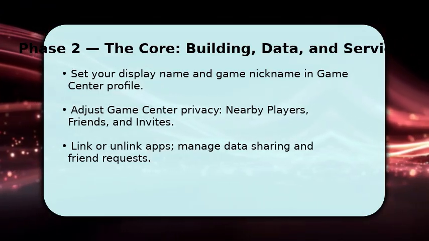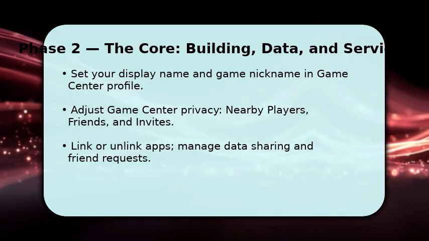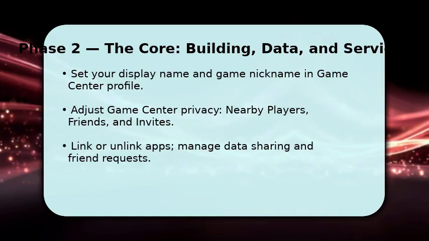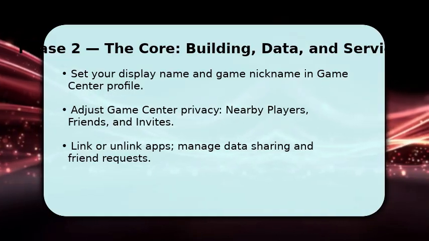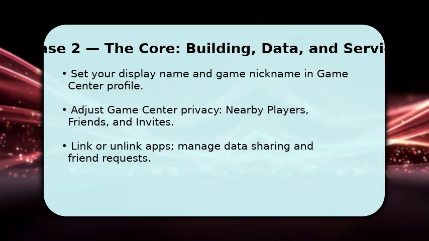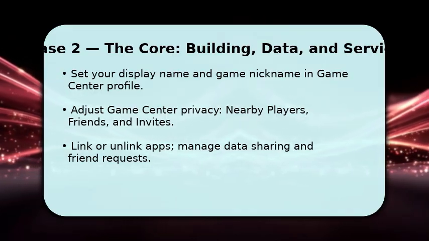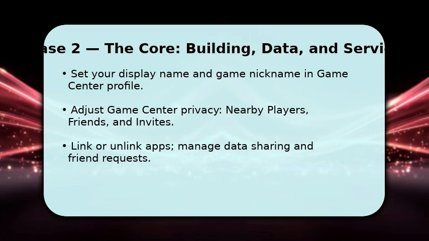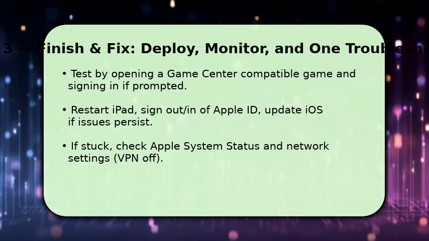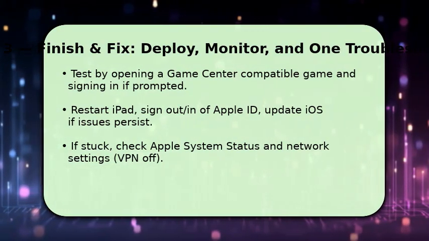Also check which apps are permitted to use Game Center and revoke access if needed. These steps matter because privacy and social settings determine matchmaking, invitations, and data sharing across games, so pick settings that match your comfort level. Finish by launching a Game Center-enabled game and confirming you appear online.